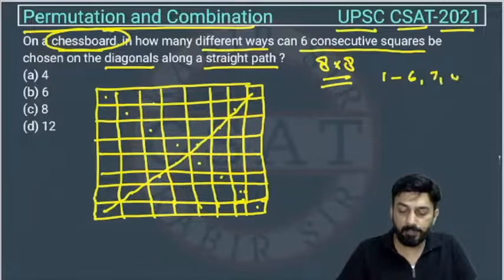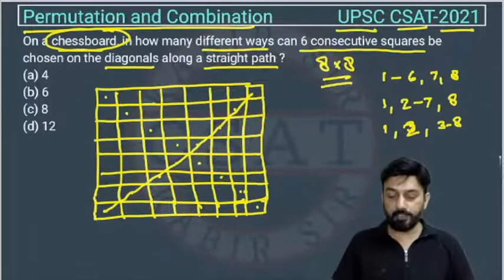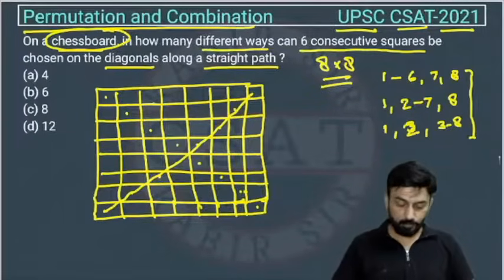Then 7 and 8 are remaining, or it could be 1 we are leaving, then it will be 2 to 7, right? Then this 8 will remain, or it will be 1 and 3. We are not choosing first and second, from 3 to 8 we are, right? So only these 3 possibilities exist, because we have to choose squares consecutively, right? If we are choosing this square, then we will choose this also, right? This we have to choose.